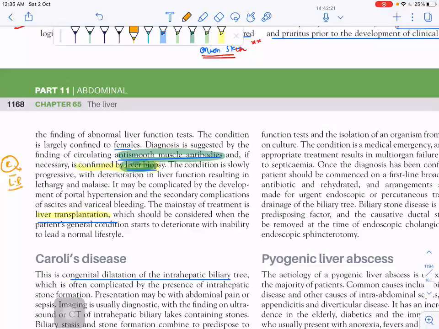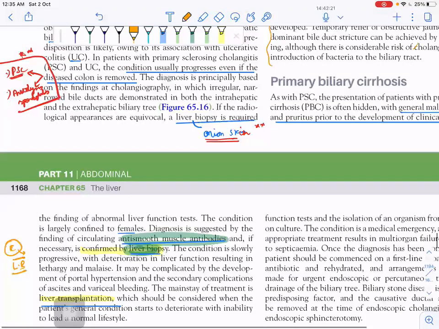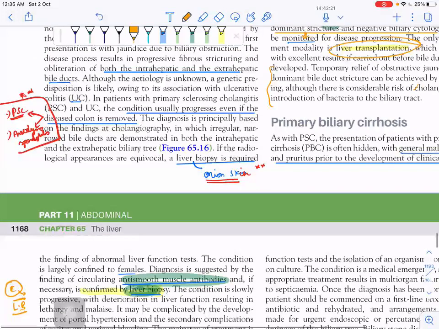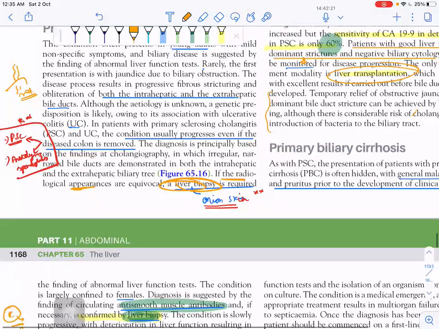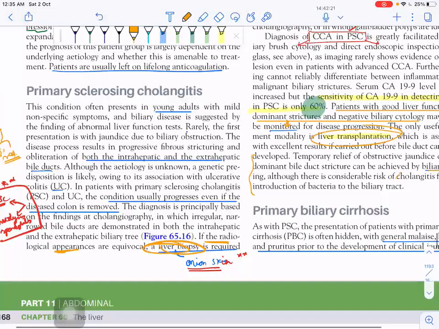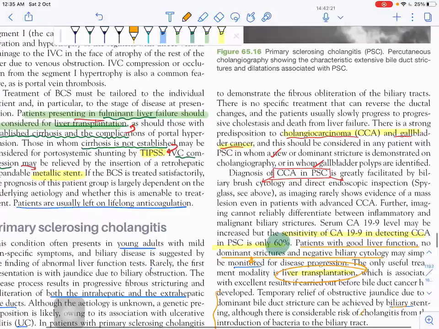In PSC also we may have to take a liver biopsy. PSC diagnosis is first radiological only, so radiologically it's enough. You have to see the string of beads appearance and so on in PSC. But if radiology is equivocal, liver biopsy is required. But the confirmatory test for PBC is liver biopsy. The mainstay of treatment in advanced PBC is liver transplantation.